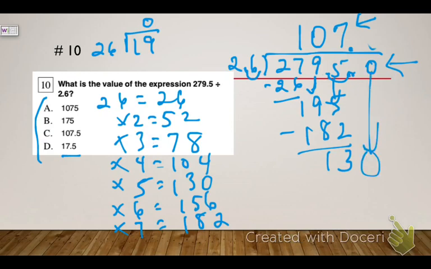See, every answer has a 5 at the end. This has a 5, that has a 5, that has a 5, that has a 5. Well, guess it's going to be a 5, kids. You see, taking a test sometimes you have to look at the answers. It helps. It really does.